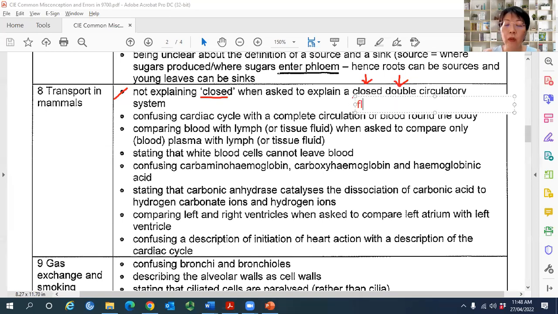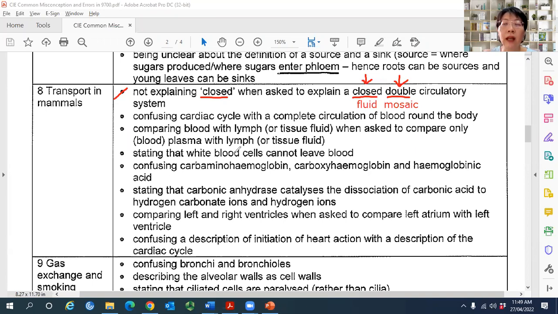then in your explanation, you must tell me what you mean by fluid and what you mean by mosaic. Fluid is when the phospholipid molecules move laterally. Mosaic refers to the protein molecules scattered throughout the phospholipid bilayer. So you have to explain each word. Closed means the blood flows within the blood vessels. Double means it goes to the heart twice, so it involves two circulations, systemic circulation and pulmonary circulation. That's what you need to explain for each term.